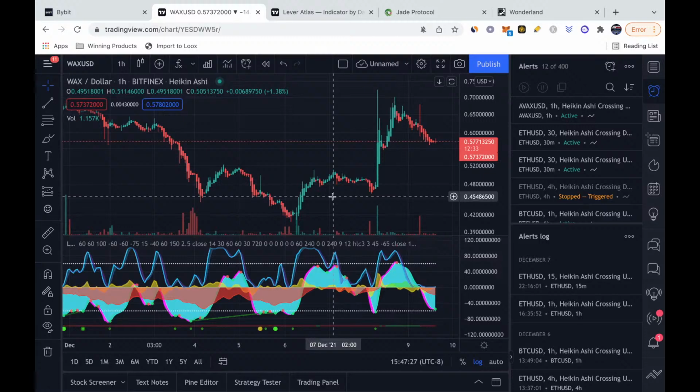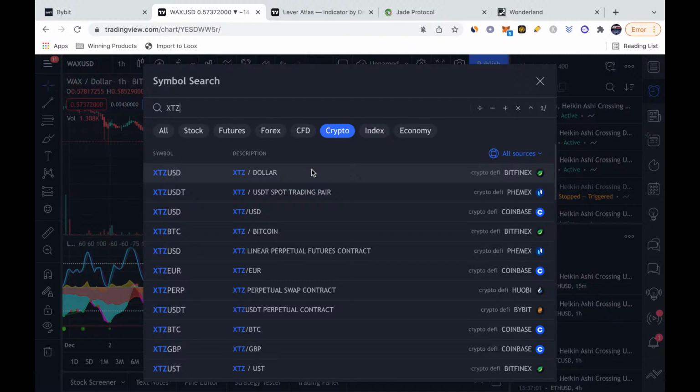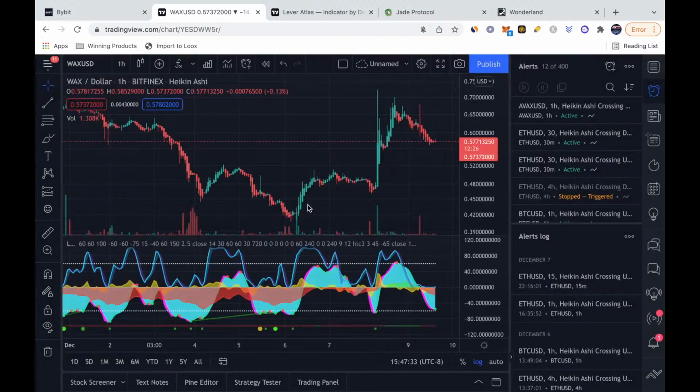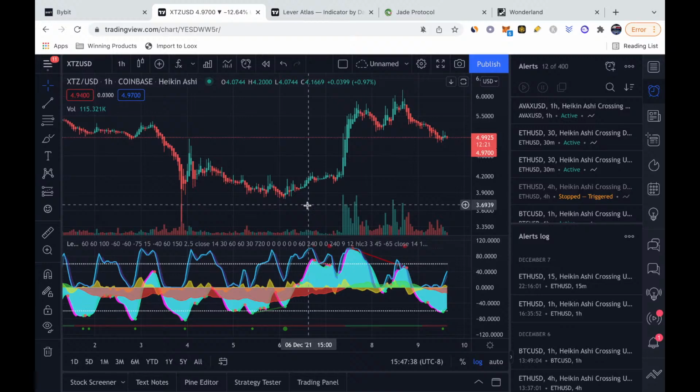So what else do we want to look at? Give me another one. Tezos. Tezos is another one that I kind of think has a future. Theta is one that I think probably definitely has a future. Engine is one that I think definitely has a future. We'll look at Engine next.